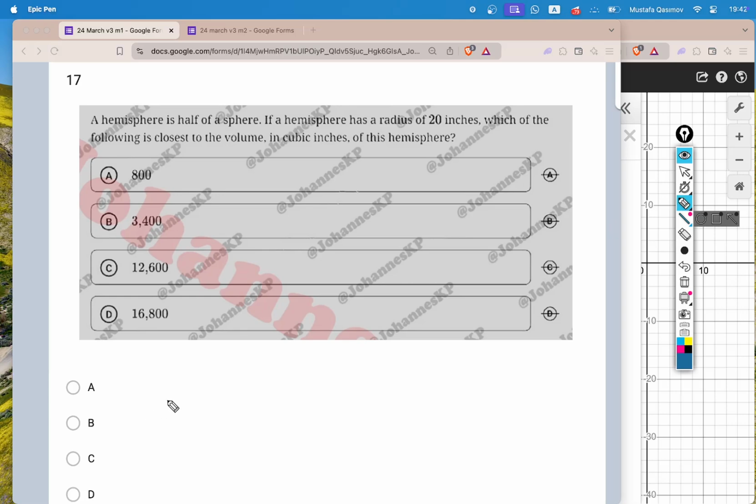Hemisphere is 1 over 2 sphere. 1 over 2 is multiplied by 4 over 3 pi r cubed. And the radius is 20. Then calculate it, it will be D.